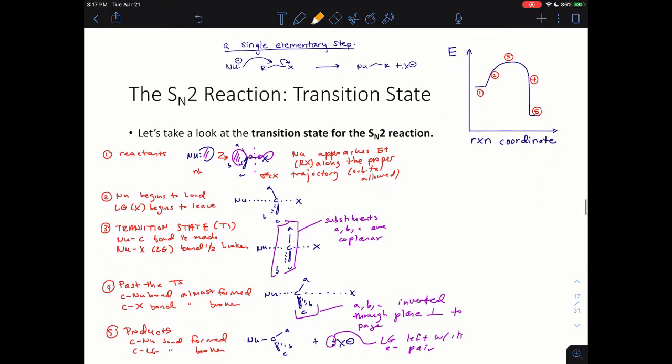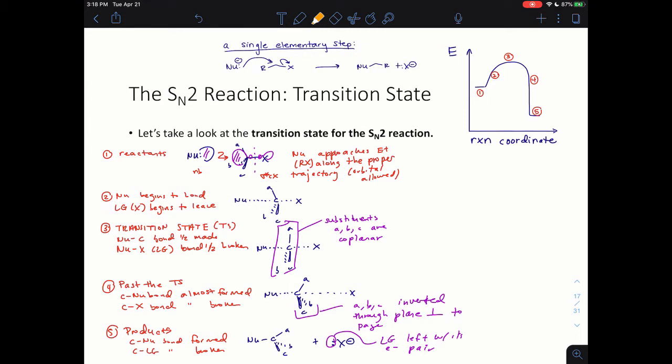Okay, so I have everything here because it takes forever to write, but you really want to stay with me and listen to my words. So we're going to start at the reactants. For the reactants, we have our nucleophile attacking sigma star CX along that proper trajectory. Remember I mentioned that symmetry allowed thing? The nucleophile has to attack from what we call the back side of that CX bond. That is required. So when I say allowed and forbidden, I'm not being hyperbolic. It is forbidden for the electrons to attack from any other orientation. So that is how the nucleophile approaches the electrophile.